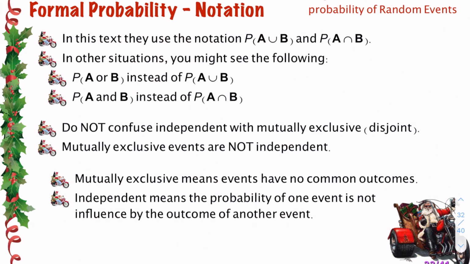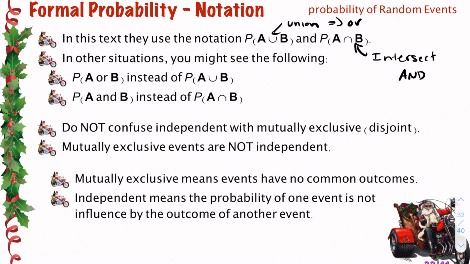Our notation, as I've been trying to hint at, is now formally in the notes. In our textbook, they use the notation probability of A union B, which means or, and probability of A intersect B, which means and. In other situations, you might see the probability of A or B instead of A union B, or the probability of A and B instead of A intersect B.